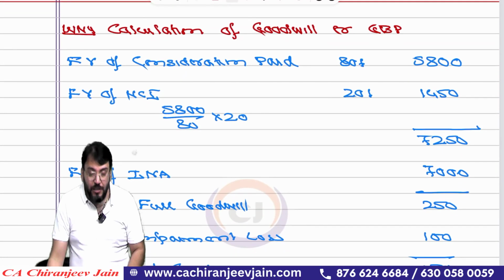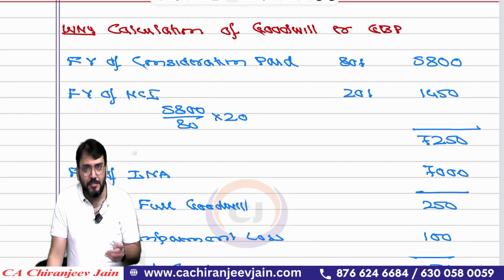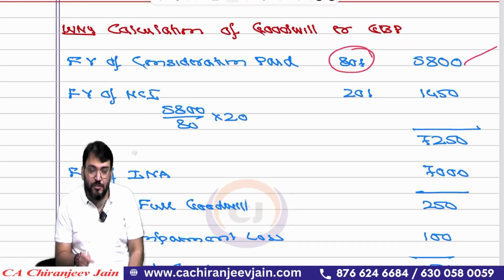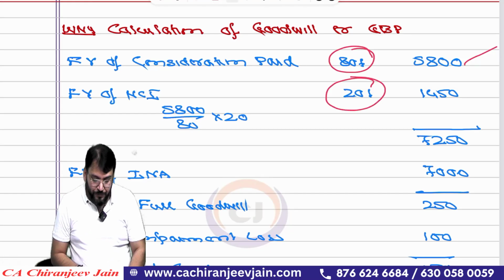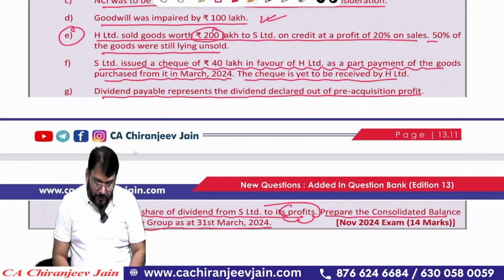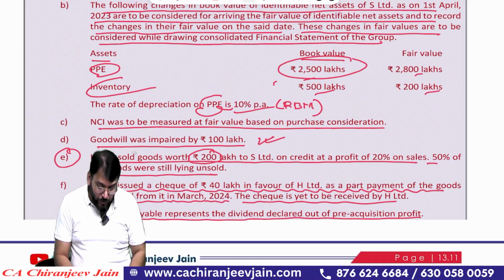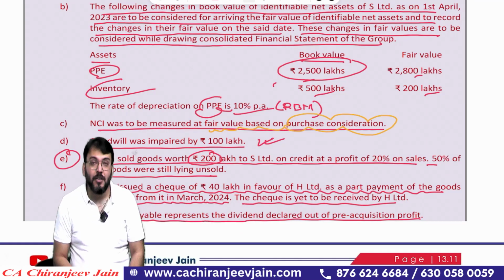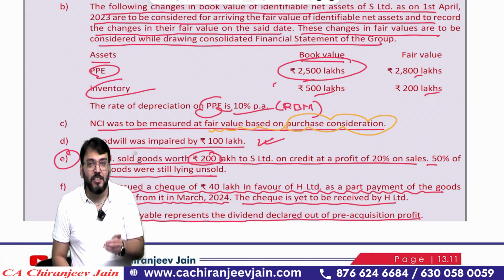Now we'll come to the calculation of goodwill or gain on bargain purchase. They have already given the cost of investment for 80%. It is given in the balance sheet, 5,800. Now in this question they have given that NCI needs to be measured by fair value method. So we will find out the fair value of 20%, correct? You can see NCI is measured by fair value based on purchase consideration. So it means purchase consideration 5,800 represents 80%. So how much is 20%?